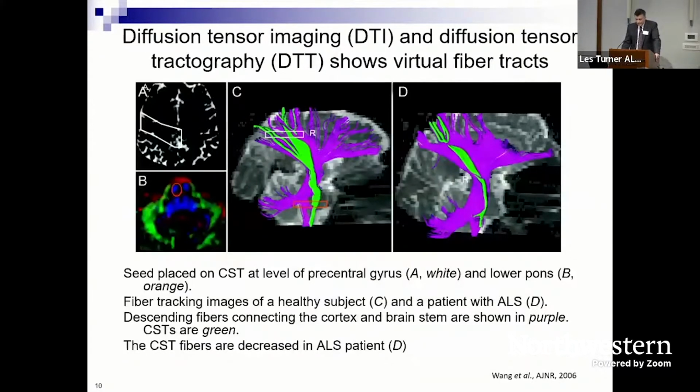Now, DTI and DTT of brain white matter reveal the integrity of fiber tracts and can display them virtually as well as quantitatively. After selecting top and bottom levels of the brain in the left side that you can see there, between which fiber tracts are known to project, we can visualize the virtual motor tracts, including the CST, shown in green in a healthy individual in the left panel, and in a patient with ALS, where it appears thinner on the right side.